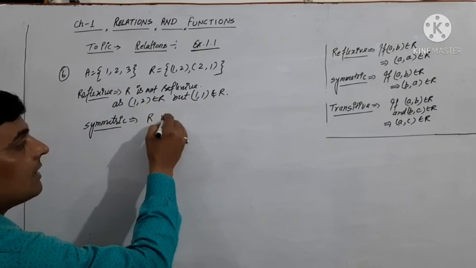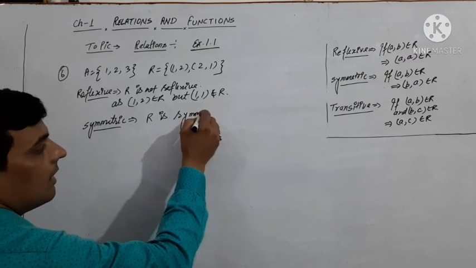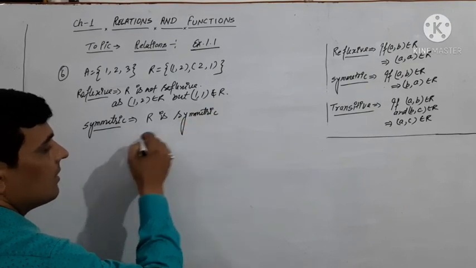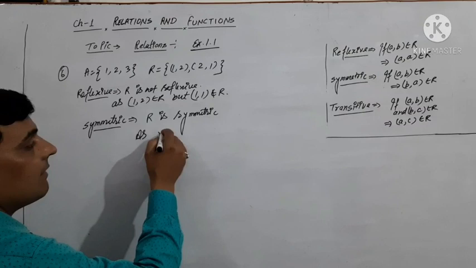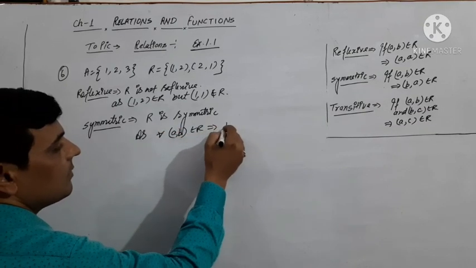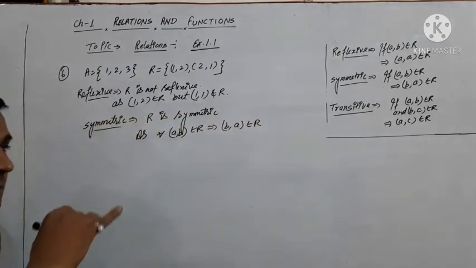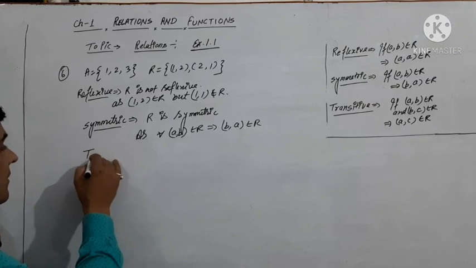We will write R is symmetric. Why is it symmetric? As for every value of (a, b) belongs to R, this implies that (b, a) also belongs to R. Clear? Now come to the transitive relation.